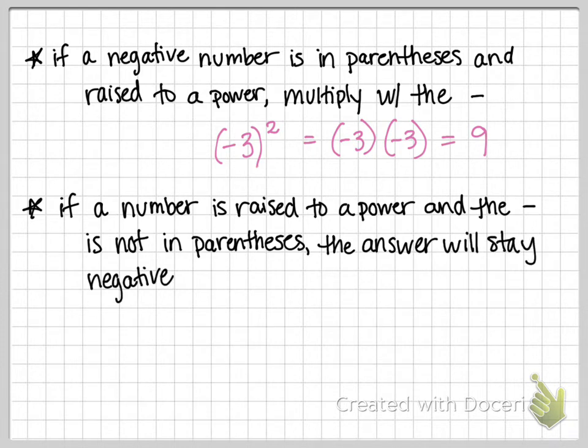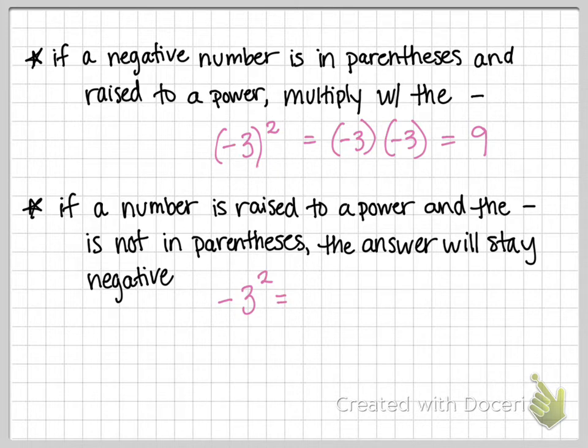Okay, now, if a number is raised to a power and the negative sign is not in parentheses, then the answer will stay negative. Basically, you tack that negative sign onto the answer after you do the exponent. So this is if it is not in parentheses. I just put a little minus sign there. I didn't write it all out. If the negative is not in parentheses, then the answer stays negative. So you have to be really careful because the negative sign will affect your answer, especially if they give you a more complicated order of operations problem, which they will. Okay? So be careful.